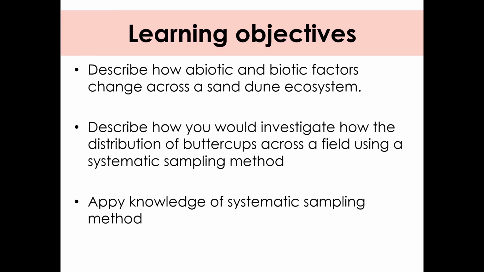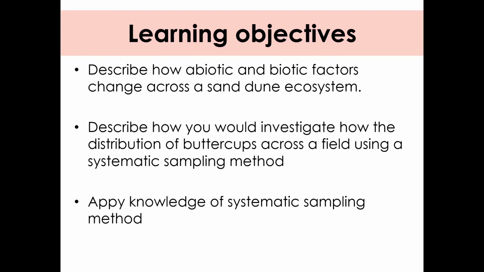Sand dune ecosystems are interesting for biologists because as you walk across them, the abiotic and biotic factors change significantly. And because of that, the abundance, so the number of individuals of each plant species, do change really dramatically as you walk across that ecosystem, which means it's a particular ecosystem that scientists do study using the systematic sampling method we're going to go on to talk about.